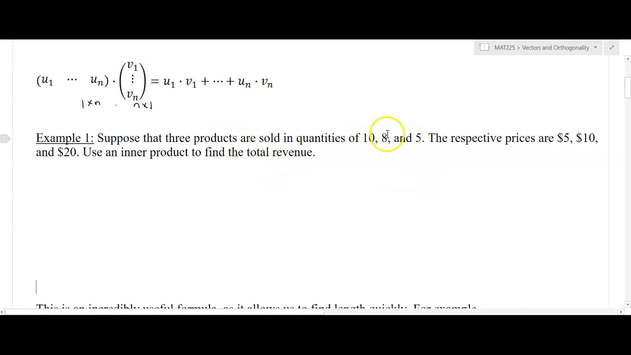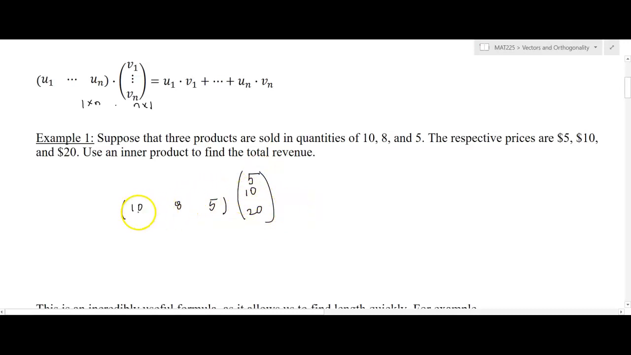But what I want to do is I want to take 10 times $5, 10 units of product 1 times $5 per product 1, plus 8 times 10 plus 5 times 20, because I want to calculate the total across the board. So I can specify 2 vectors. I can say the first one will just contain the quantities 10, 8, and 5. And the second vector will contain the prices of each of those. And I'm going to omit units because we're just trying to calculate a number here. And so I should end up with total dollars.